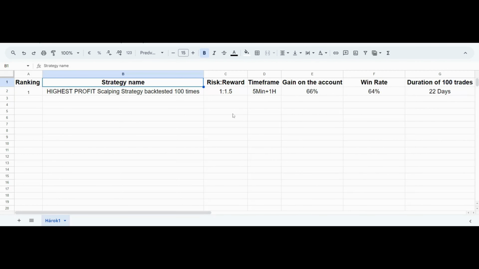So we are now in our spreadsheet where we will be adding individual strategies that we will test and rank according to their gain on the account. Specifically, our first strategy is currently leading as it is the only one. Over time, we will try to test and add more videos, but it will mainly depend on whether you enjoy such content. The next video will be testing a scalping strategy, which also boasts incredible success.